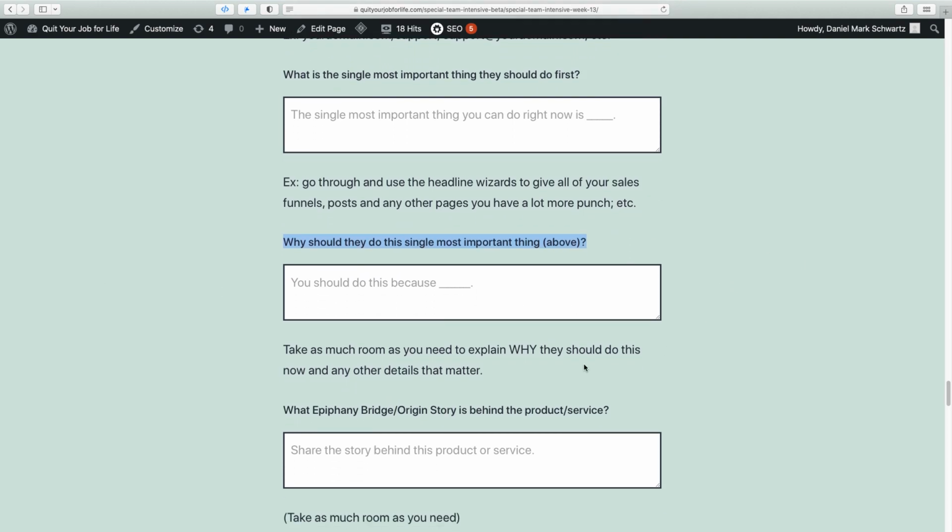Why should they do this thing above? So you're just explaining what the benefit is of listening to that bonus or doing that bonus worksheet.